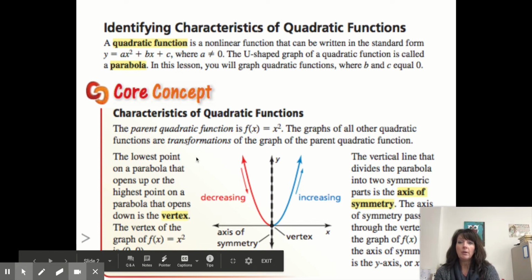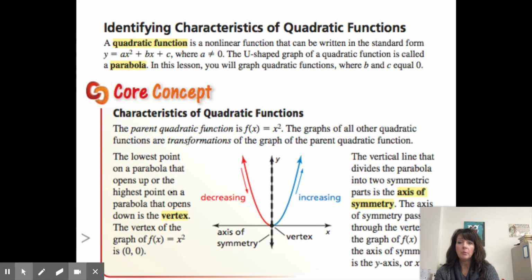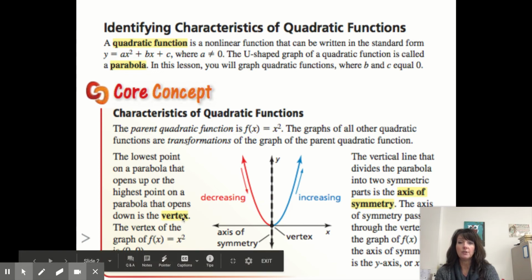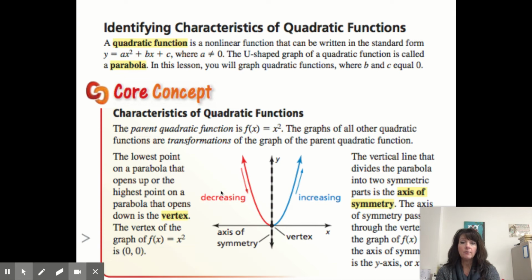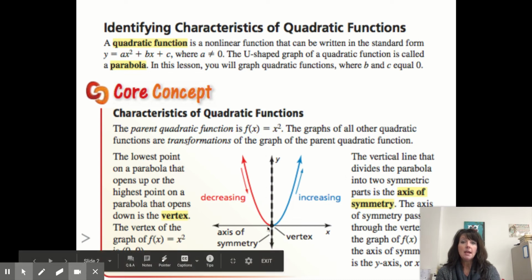When we're looking at a parabola, the lowest point when it opens up, or the highest point when it opens down, is called the vertex. You can see that is pointed right here. It's at the origin on this parabola, so the vertex of the parent function is 0, 0. The vertical line that divides it is the axis of symmetry. It will go through the vertex. In this case, our axis of symmetry is the y-axis, or it can be described as the vertical line x is equal to 0.